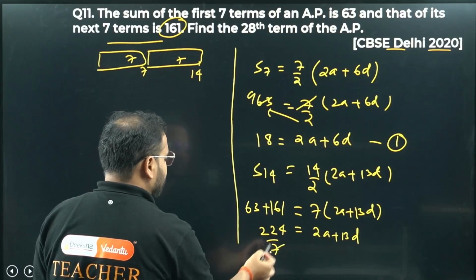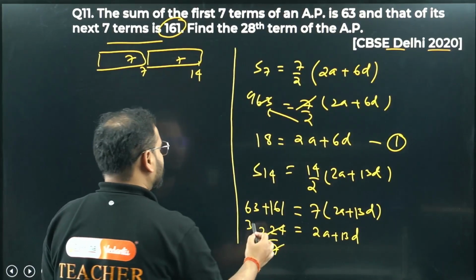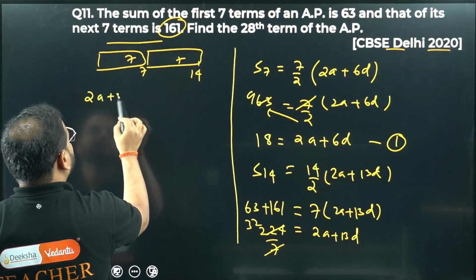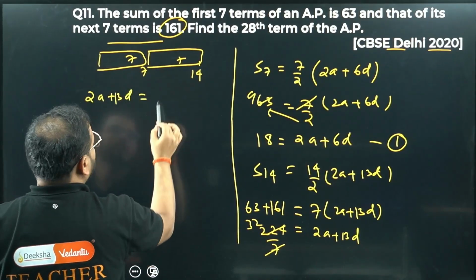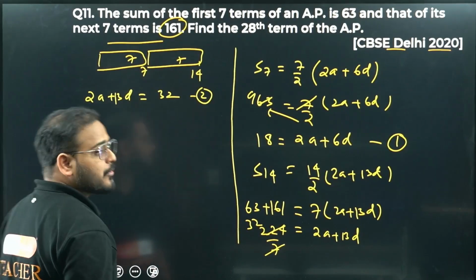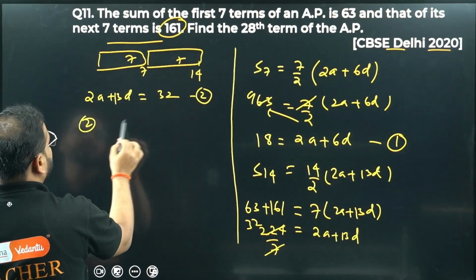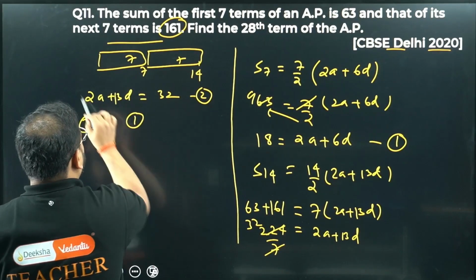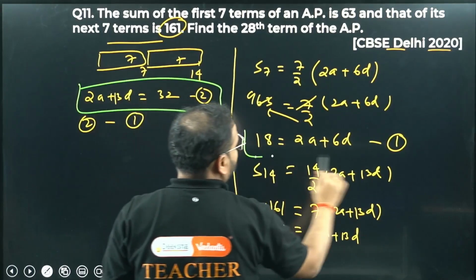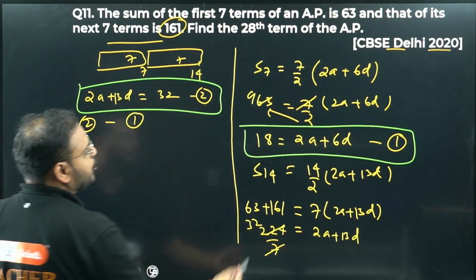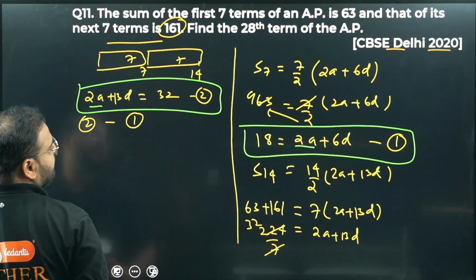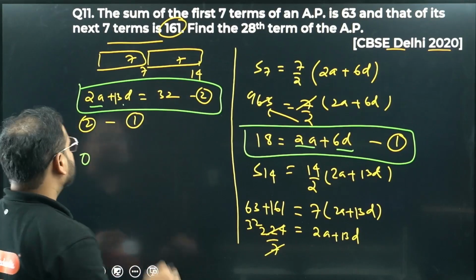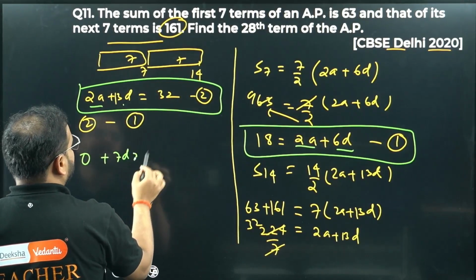Can I cancel? 7 3s are 21 and 7 2s are 14. So my second equation is looking like this. 2A plus 13D equals what? 32, equation number 2. Subtract equation 2 and 1. Equation 2 minus equation 1. Equation 1 is over here. Please have a look. Equation 2 is this. Subtract, 2a and 2a will cancel, so I'm getting 0 for that. 13d minus 6d will be how much? 13 minus 6, so 7. So plus 7d.